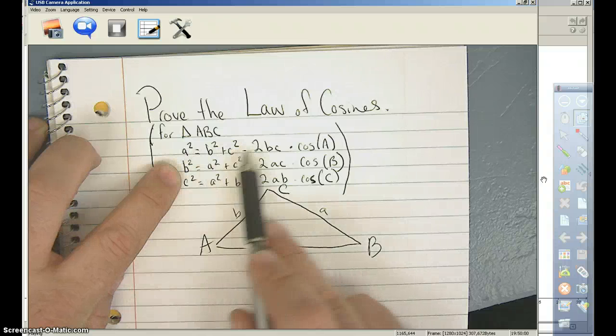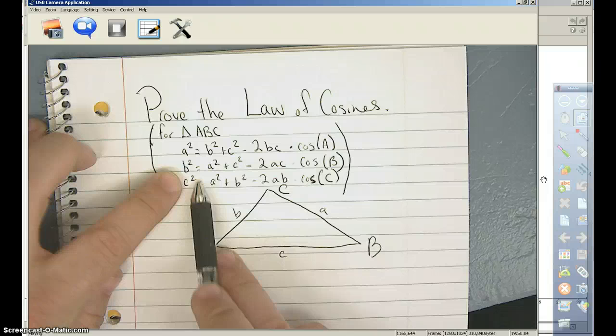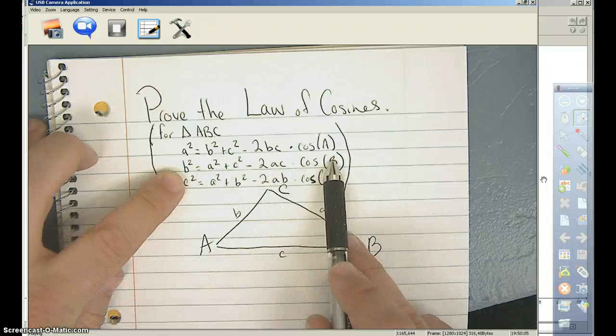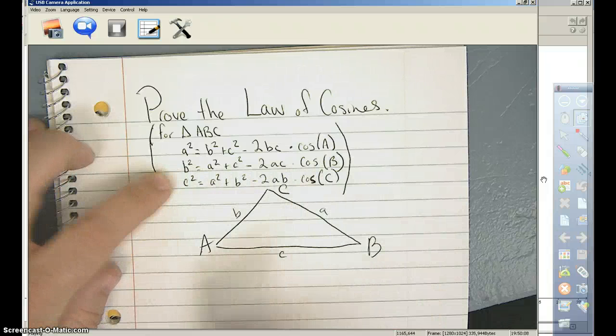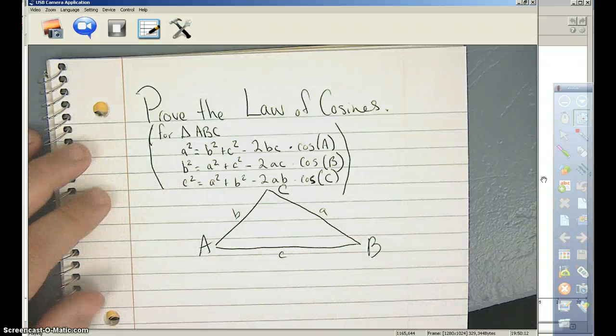we plug a in everywhere we see b, and then b goes in everywhere we see a, and vice versa. So basically from any of the angles we can do it, is what it says. So now we're going to prove it.